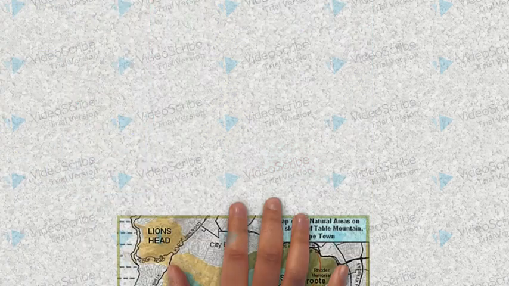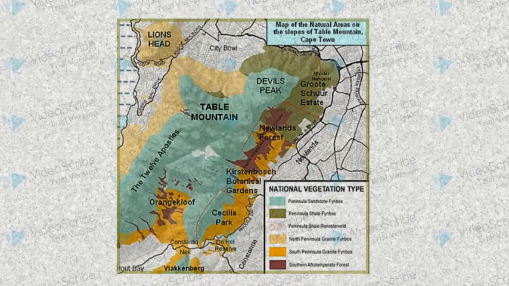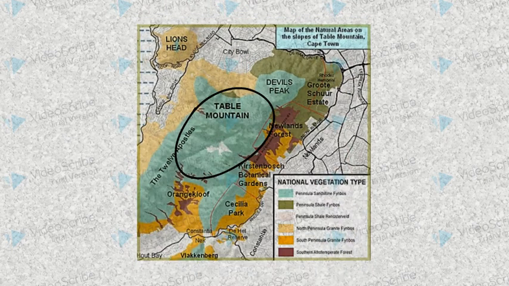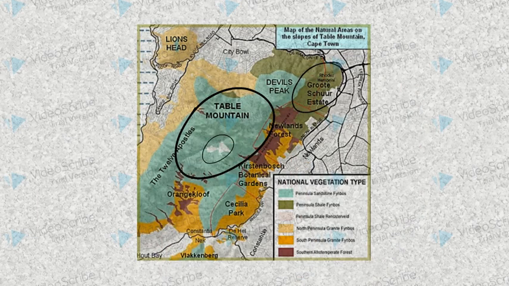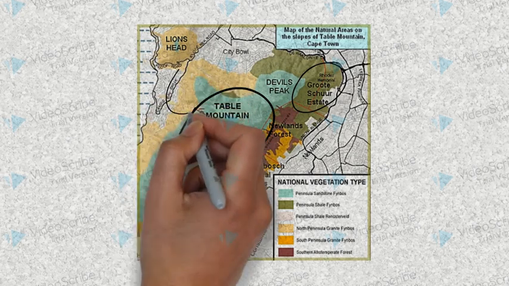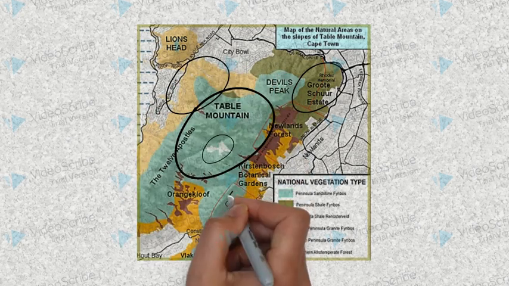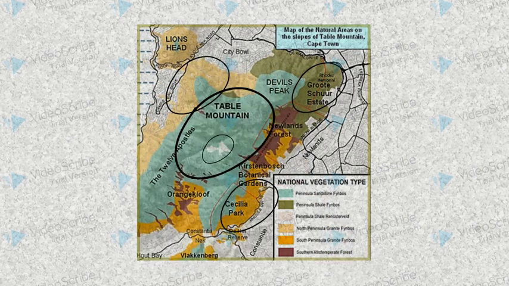Looking at the depositional map, we can see that the main part of Table Mountain is composed of sandstone. On the far side of Devil's Peak, we see peninsula shale, as well as a small portion in the center. Finally, we see 2 types of granite, North and South Peninsula, surrounding the outer edges of Table Mountain. But how did it get there?